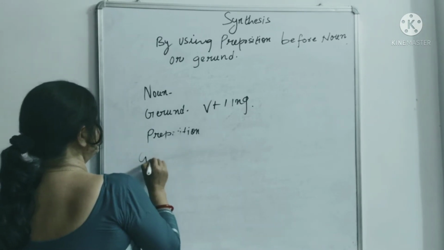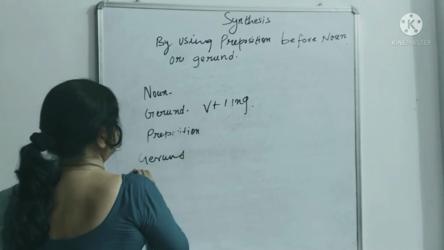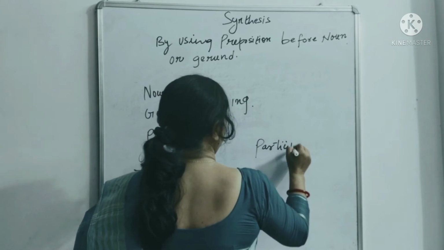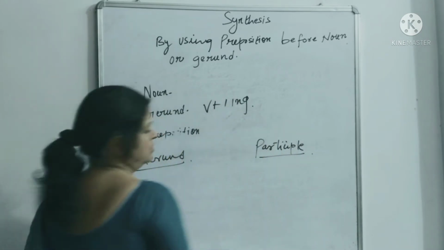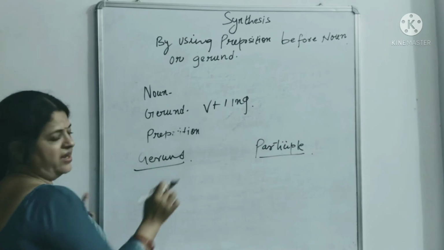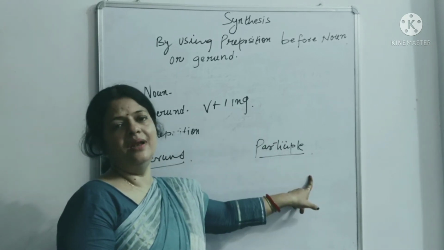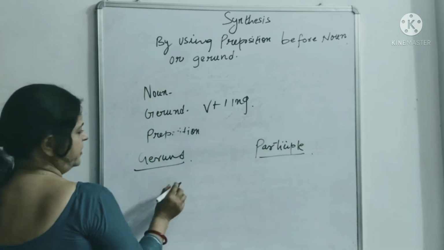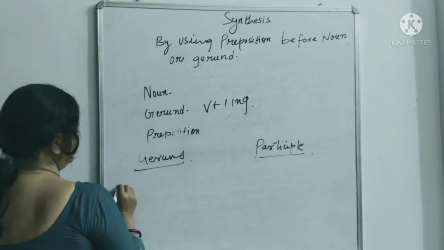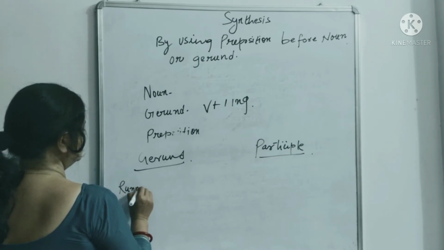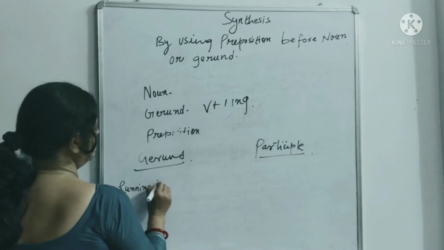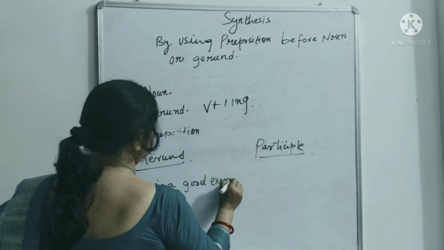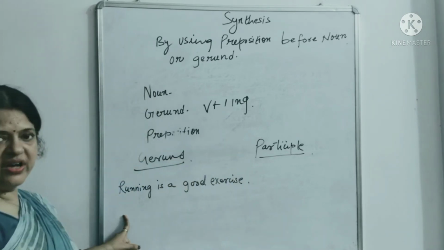So if we write gerund over here, and I'm writing participle, okay, let's find out the differences. So the differences are, gerund works as a noun, and participle can work in both ways, verb and adjective. So first, gerund. If I write, running is a good exercise. Okay, running is a good exercise.